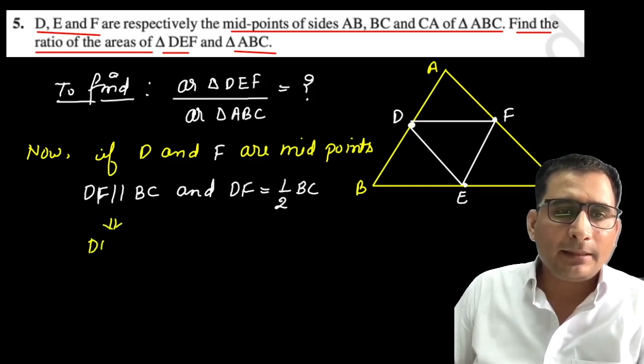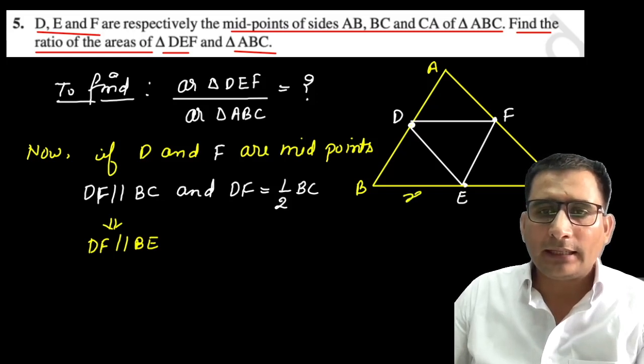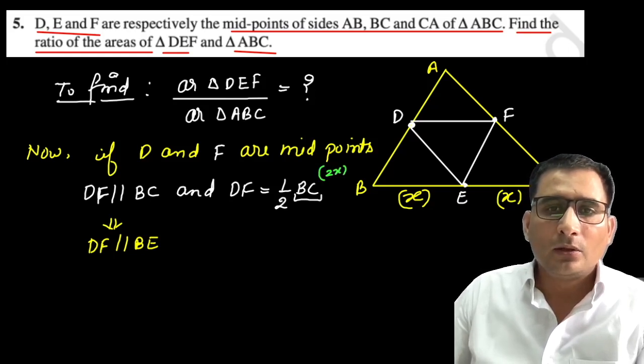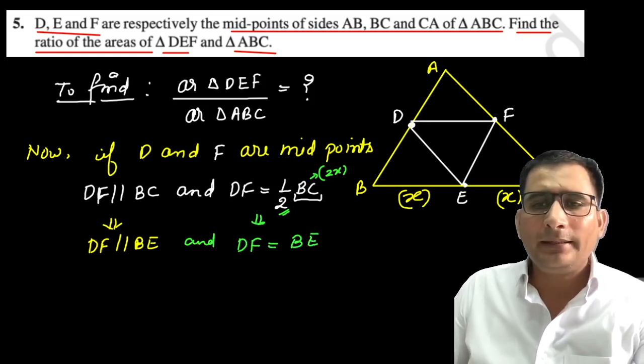अगर DF BC के पैरेलल है तो DF BE के भी पैरेलल होगा. Am I right? And if E is the midpoint, suppose ये X है यहाँ पे, तो ये भी X होगा. Can I write at the place of BC 2X? BC की जगह पे क्या मैं 2X लिख सकता हूँ? और इस 2 से ये 2 कट जाएगा तो यहाँ से मुझे DF किसके इक्वल मिल जाएगा? BE के इक्वल लिख सकता हूँ. DF इक्वल टू BE.